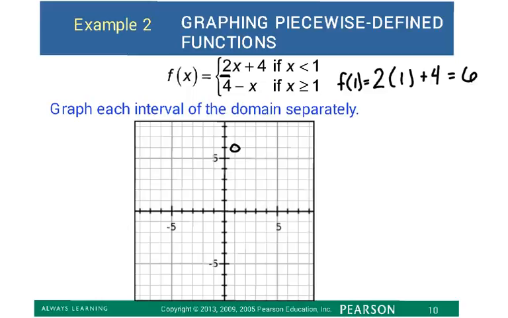So fall down 2, go over 1. That's right here on the y-axis. I'm going to draw that point. And then connecting that circle and this point right here, that is going to be that part of the graph.